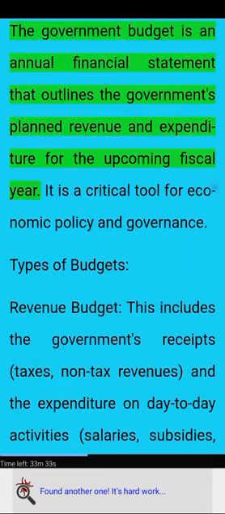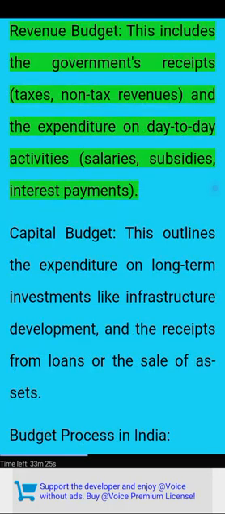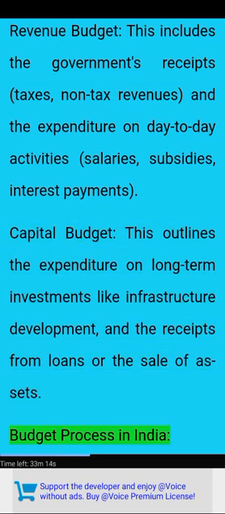2. Government budgeting. The government budget is an annual financial statement that outlines the government's planned revenue and expenditure for the upcoming fiscal year. It is a critical tool for economic policy and governance. Types of budgets. Revenue budget. This includes the government's receipts, taxes, non-tax revenues, and the expenditure on day-to-day activities, salaries, subsidies, interest payments. Capital budget. This outlines the expenditure on long-term investments like infrastructure development and the receipts from loans or the sale of assets.